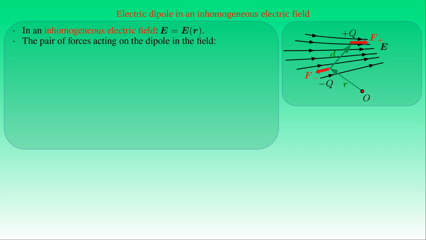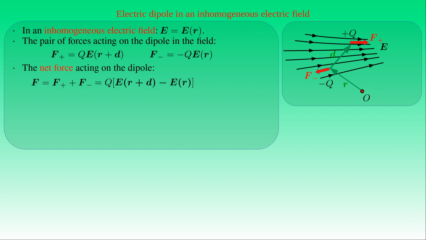The force F sub plus is equal to the charge Q times the electric field strength E in the point given by the vector sum of the position vector R and the displacement vector D, whereas the force F sub minus is equal to the charge minus Q times the electric field strength E in the point determined by the position vector R. As a result, the net force F acting on the dipole is given by the vector sum of F sub plus and F sub minus, that is Q times E evaluated at R plus D, minus E evaluated at R. The first term in the square brackets can be approximated with its Taylor expansion around the point R in the first order, which gives Q times E evaluated at R, plus the directional derivative of E along with the displacement vector D evaluated at R, minus E evaluated at R.